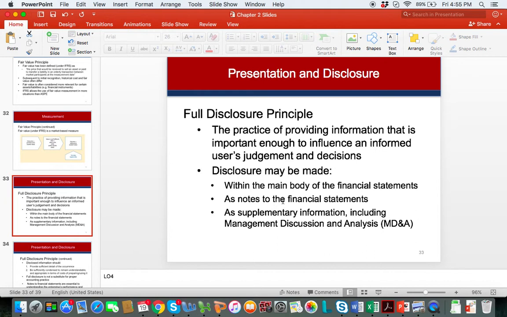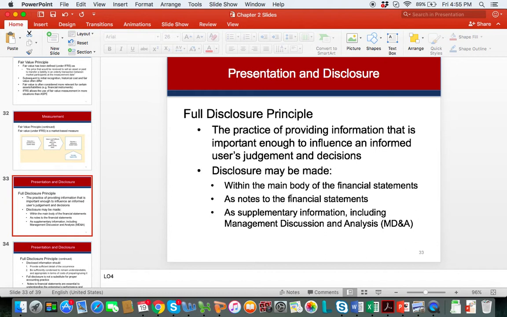So if you remember in chapter 1, we were looking at the main financial information that's recorded. It's your statement of financial position, or balance sheet as I like to call it. It's your income statement, your cash flow statement, your changes in equity, and your disclosure notes.